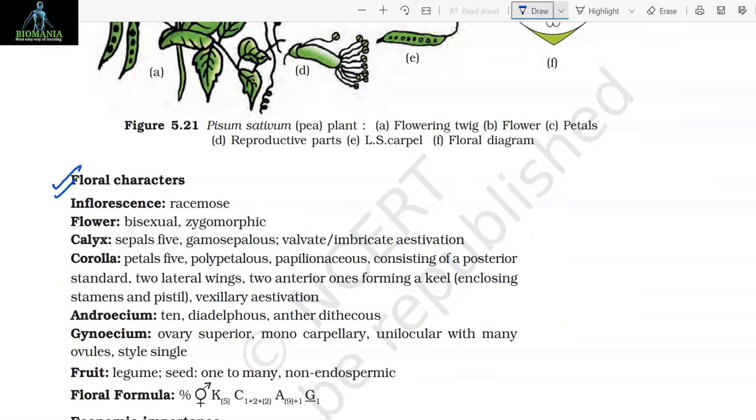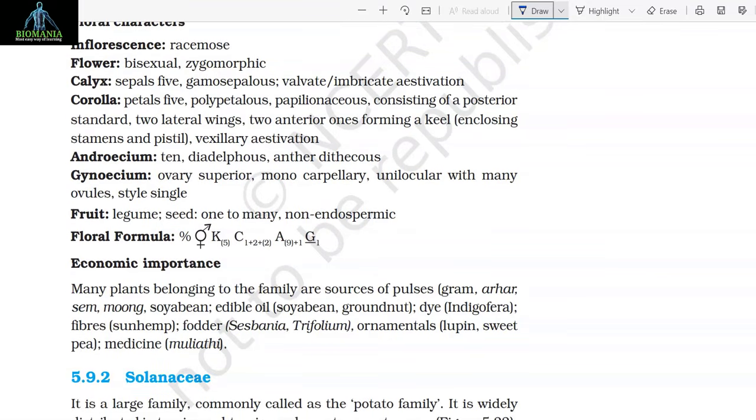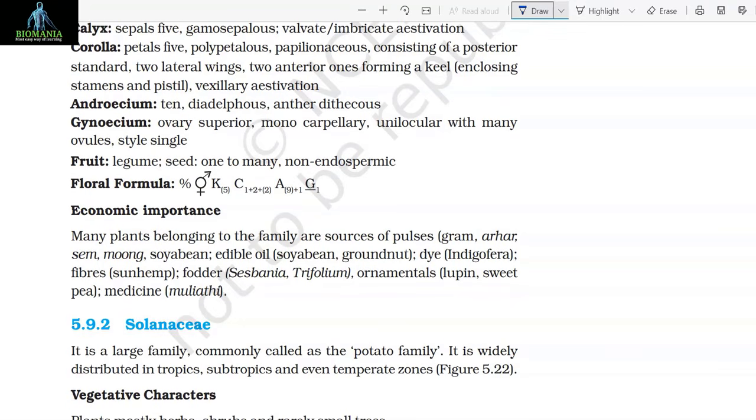Floral characters: inflorescence racemose. Flowers are bisexual and zygomorphic. Calyx: sepals 5, gamosepalous, valvate or imbricate aestivation. Corolla: petals 5, polypetalous, papilionaceous, consisting of a posterior standard, 2 lateral wings, 2 anterior ones forming a keel enclosing stamens and pistil. Vexillary aestivation. Androecium: 10, diadelphous, anther dithecous. Gynoecium: ovary superior, monocarpellary, unilocular with many ovules, style single. Fruit: legume. Seed: one to many, non-endospermic.